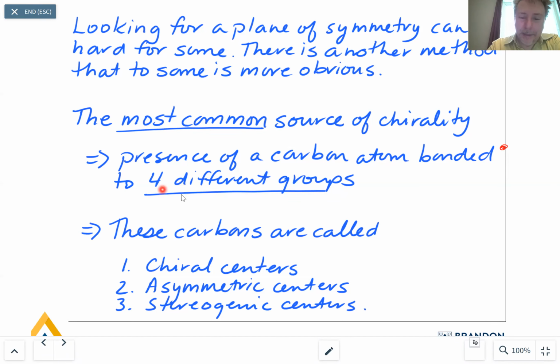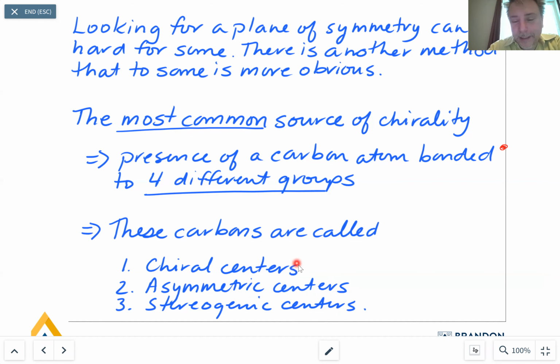Yeah, so this is typically the way we will determine whether or not a molecule is chiral. Looking for a mirror plane can be challenging, but this is usually easy to find. So these carbons that have got 4 different groups are called chiral centers. They're called asymmetric centers. They're called stereogenic centers. Sometimes they're called chiral carbons. All of these names are legitimate.